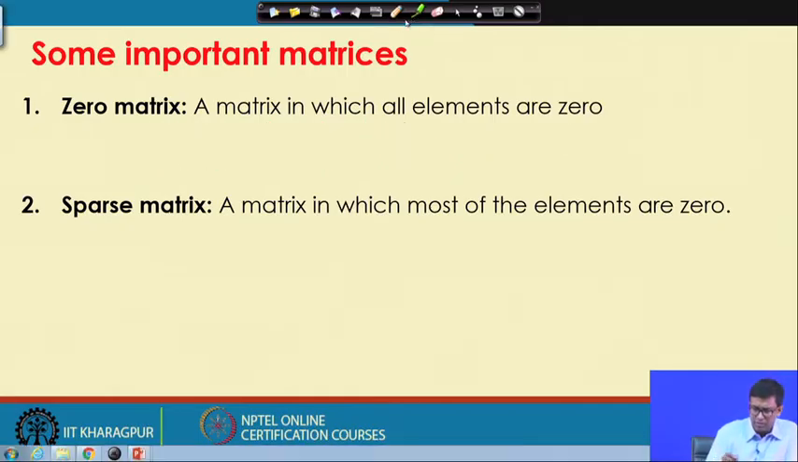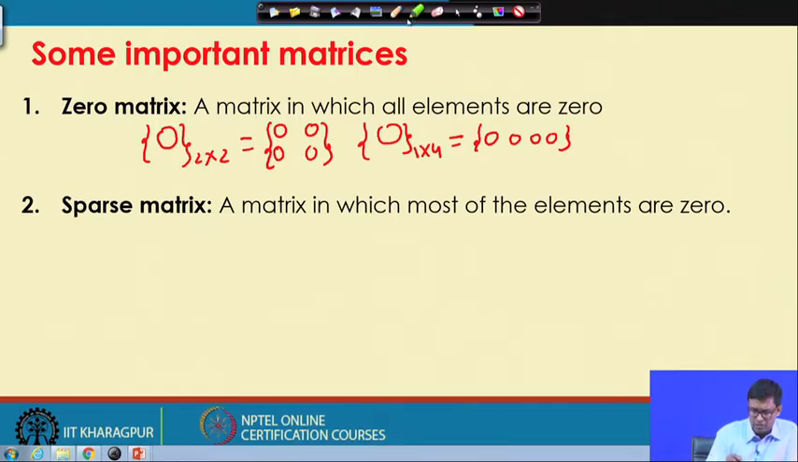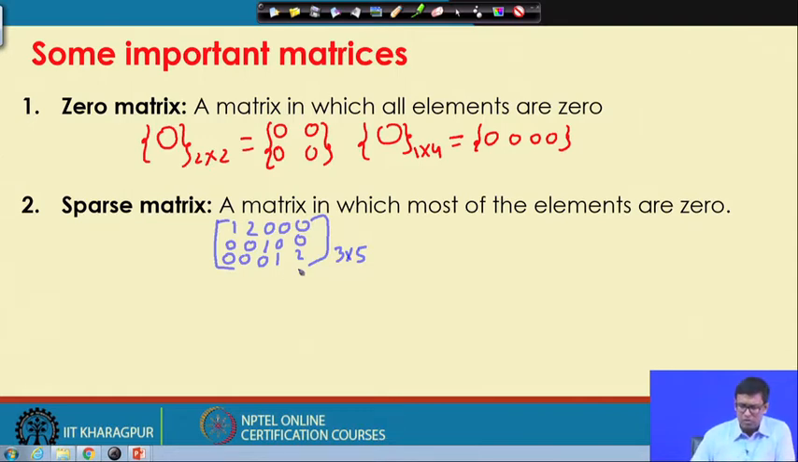For example, if we think of a matrix, say 1 2 0 0 0 0 0 1 0 0 0 0 0 1 2, like this, there are 15 entries, 3 into 5. So, this matrix has an order which is 3 into 5. Among these 15 entries, only 5 are non-zero. So, these are called sparse matrices, where most of the elements are 0, and these types of matrices often arise while we are solving physical systems.